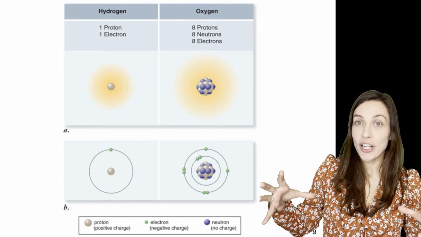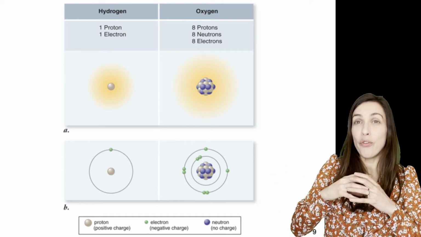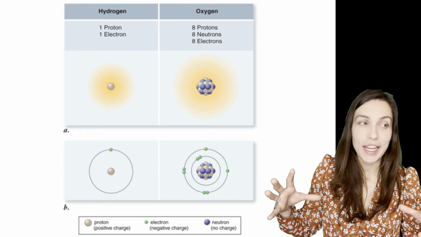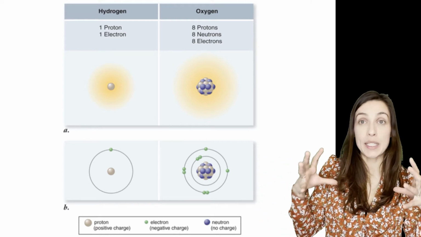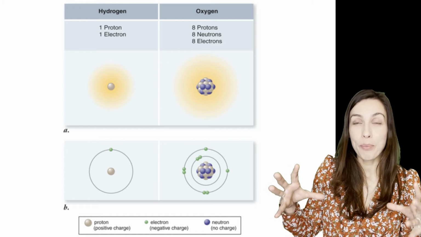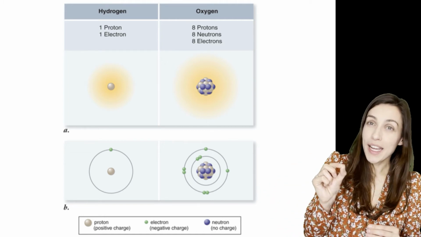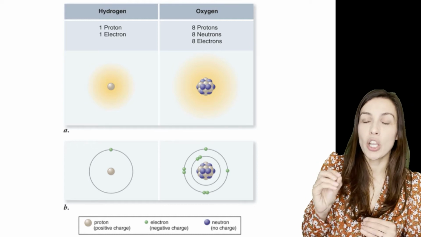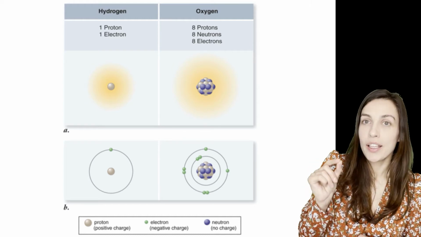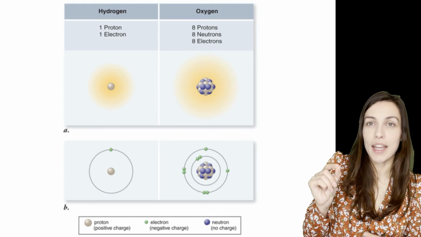So the electron cloud is by far the majority of the volume or the space of an atom, practically all of it. The nucleus is really tiny, but it does have practically all the mass really densely located inside of it.